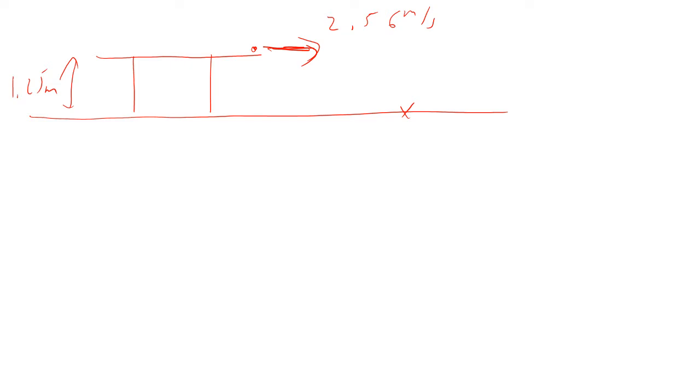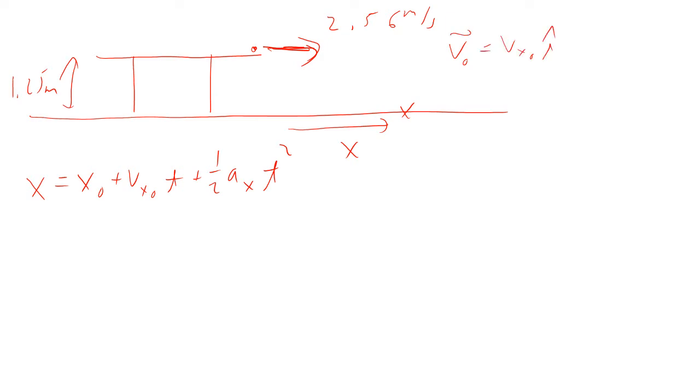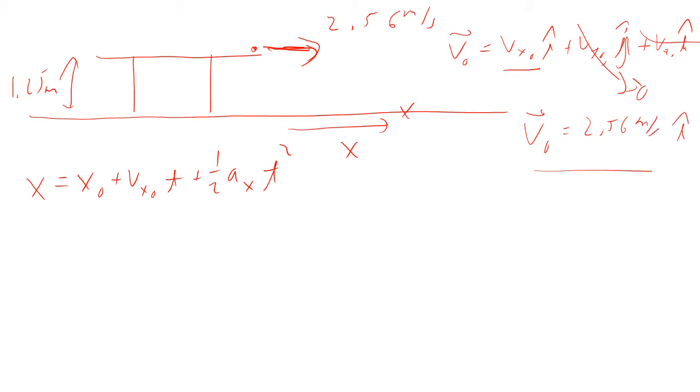Okay, so what do we do? Well, I'm trying to find this x distance. And we know that x equals x naught plus vx naught t plus 1/2 ax t squared. Now the initial velocity is purely horizontal, so v naught vector is vx naught i plus vy naught j. Just to be complete, it would also be vz naught k, but we're not talking about the in and out of the screen at this time. So right now, that is equal to 0. So v naught is just 2.56 meters per second i, so it's only in the x direction.